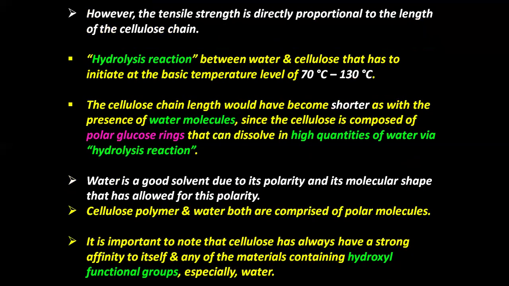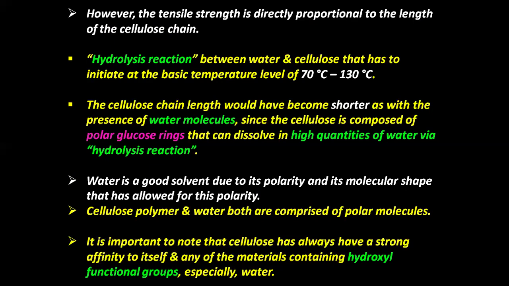However, the tensile strength is directly proportional to the length of the cellulose chain. Again, I repeat, the tensile strength is directly proportional to the length of the cellulose chain. The hydrolysis reaction between water and cellulose initiates at a base temperature level of 70 degrees centigrade to 130 degrees centigrade. The cellulose chain length would become shorter with the presence of water molecules.